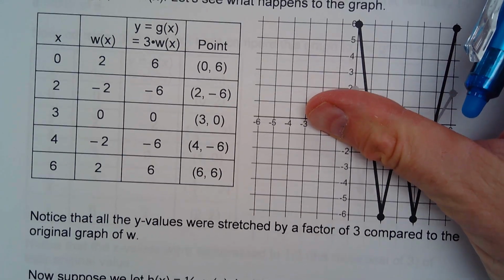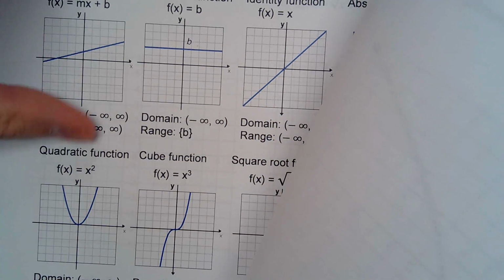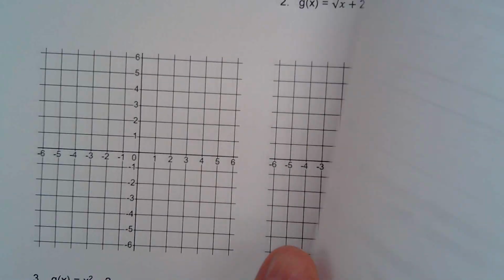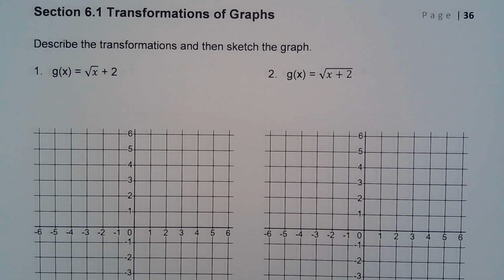So let's go to our workbook. We're going to skip here and find the page. We're going to go to page 36 of our workbook, and we want to try some of these problems. What we want to first do is describe the transformations. Is it being shifted vertically, is it being shifted horizontally, and so on and so forth. And then we want to actually go and sketch the graph.